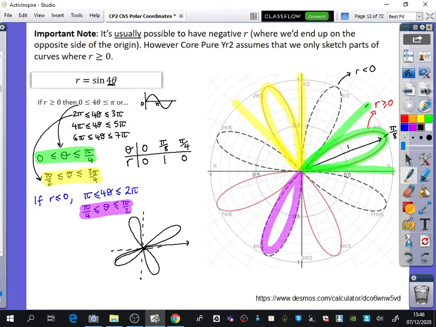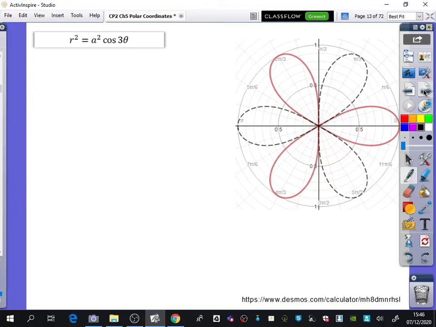So I don't know how much detail I'm going to go into this next one, but we have a similar kind of thing in this case. We've got r squared equals a squared cos 3 theta. And again, we've got some of the petals that look like they are positive and some of the petals that look like they're going to be negative ones in here. So r squared equals a squared cos 3 theta.